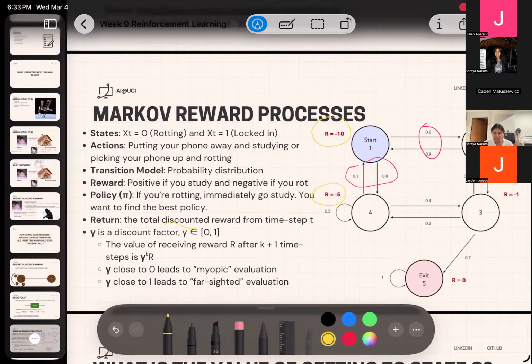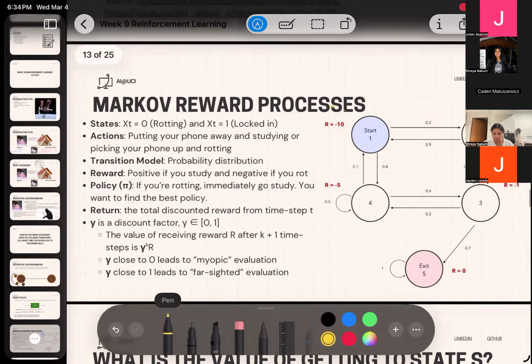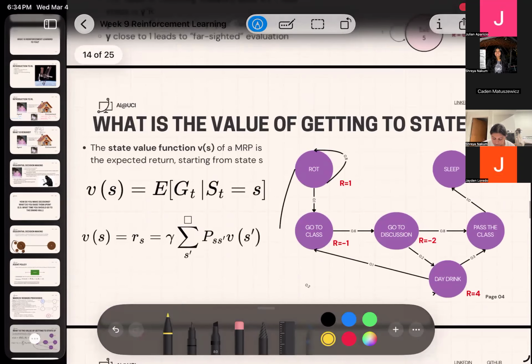So for example, in the case of rotting versus locking in, if our goal is to lock in, or where's that example? In this example over here, if our goal is to pass the class, should be R equal to plus 10, then a myopic reward would be, okay, let's just immediately go to day drink because that has a higher reward and we can quickly reach this goal doing that.